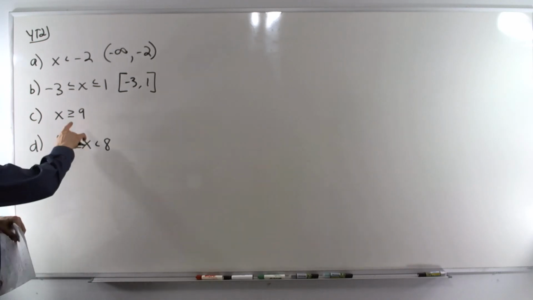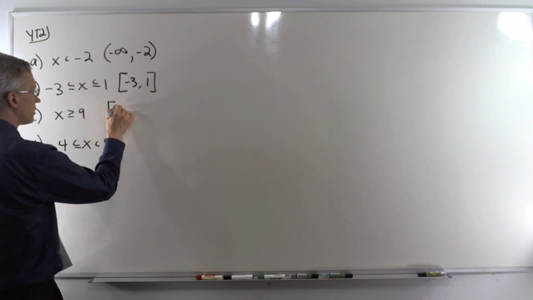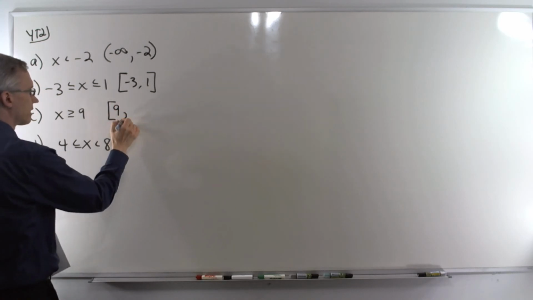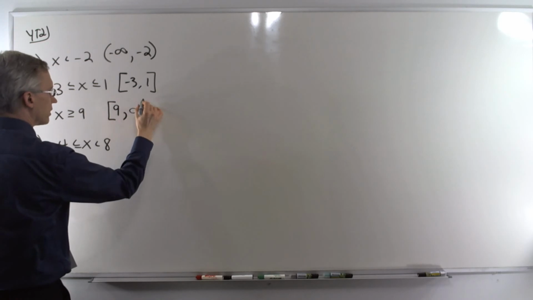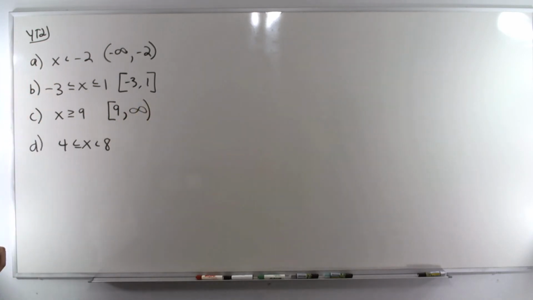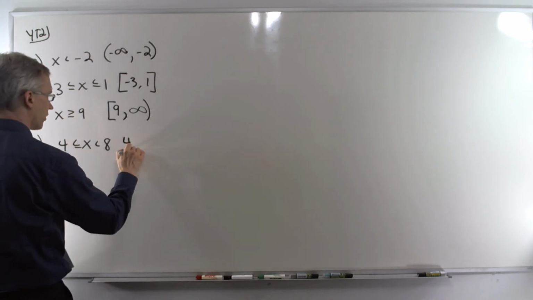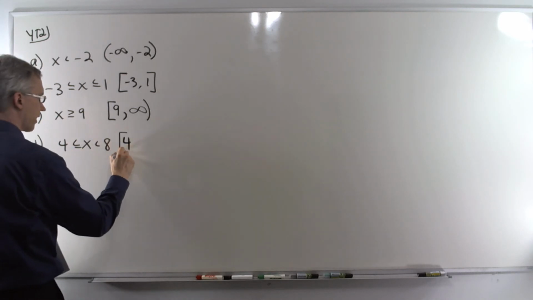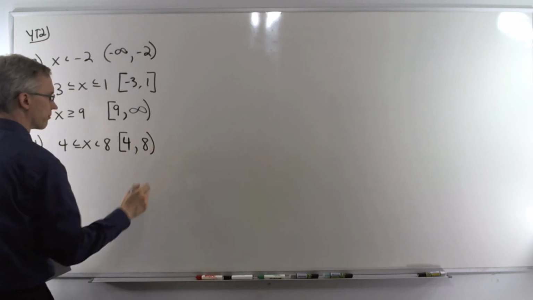All right, x is greater than or equal to 9. So it's greater than or equal to, so we use the bracket next to the 9. And we're going all the way to the right because it's greater than. So 9 to infinity. And next up, we got a mixed one here. We got 4 less than or equal to, so that's a bracket, 8, and then a strictly less than, so that is a parenthesis.